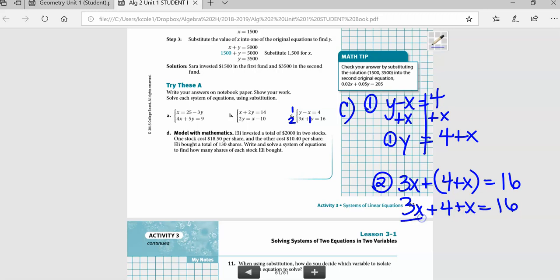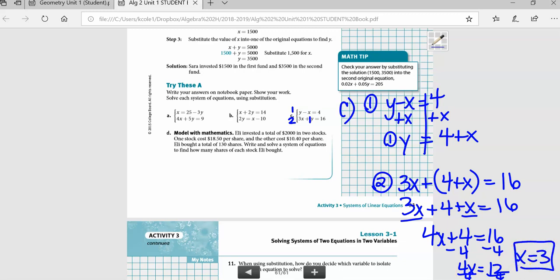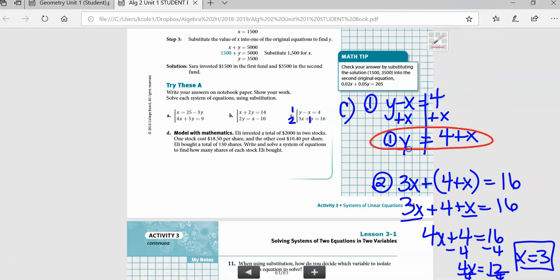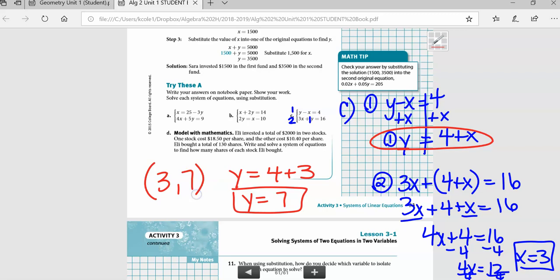You combine like terms that are on the same side. That gives us 4x plus 4 equals 16. Subtract 4. 4x equals 12. Divide by 4. x equals 3. That's the x. To get the y, you have to plug back in. I'm going to come to the y that I isolated. y equals 4 plus 3, so y equals 7. If you are unsure or you want to check, remember that you're plugging that into both the top and the bottom equations.